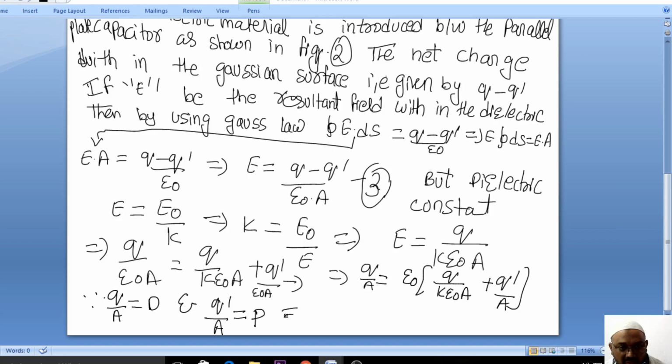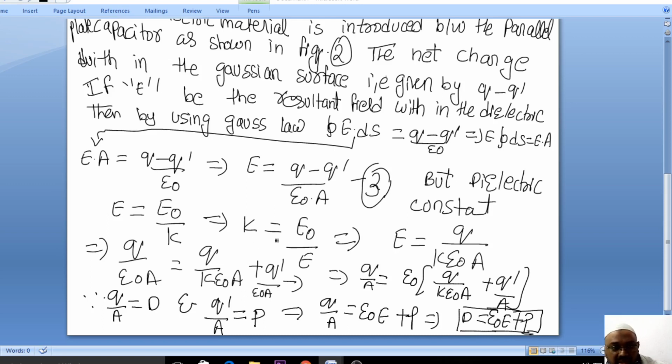So now Q by A is equal to epsilon naught into E plus P, which implies D is equal to epsilon naught into E plus P. This is the relation we got between D, E and P. If we concentrate on these equations, this is very simple mathematics we have done. If you know these values, you will get the relationship between D, E and P. If you have not understood, please let me know.